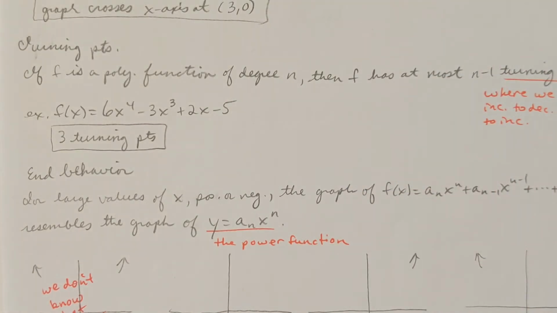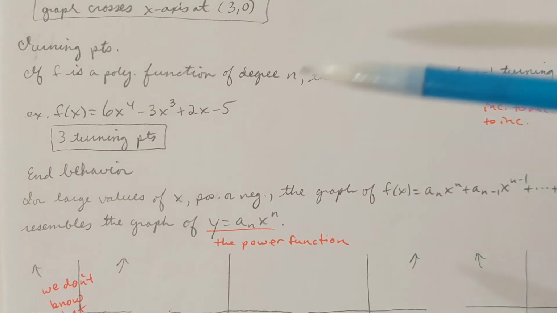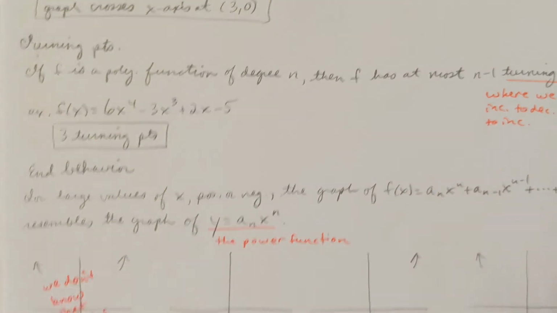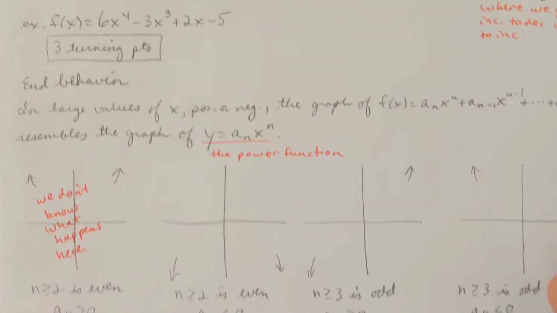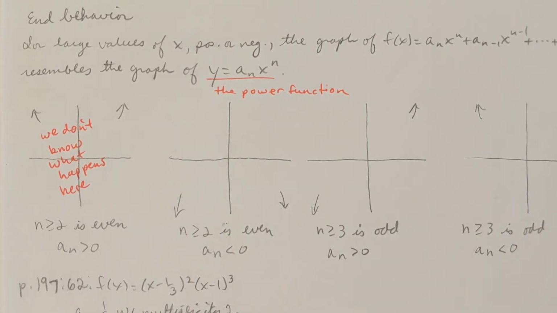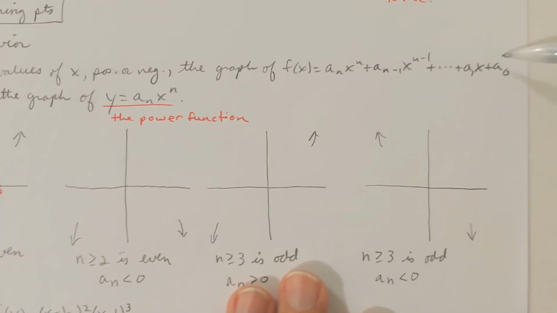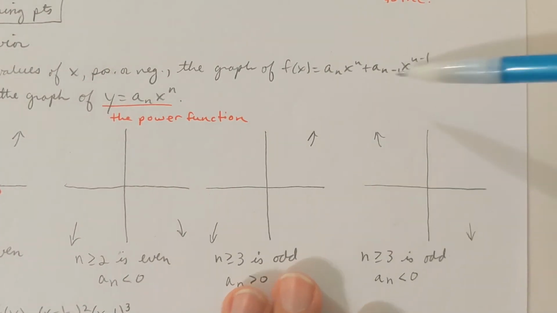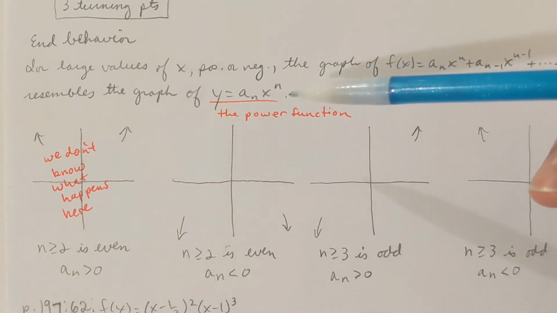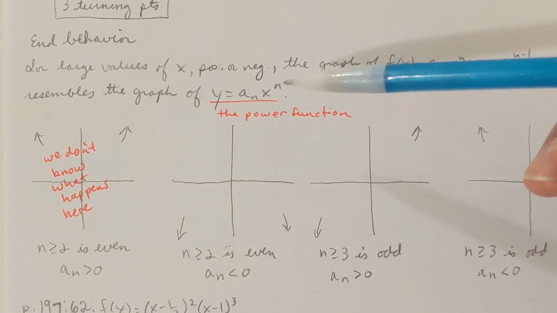Okay. Could have 2, could have 1. It probably doesn't have 0, otherwise it'd be a line. But at most 3 turning points. Okay, the end behavior for large values of x, positive or negative, the graph of a polynomial resembles the graph of y equals a sub n times x to the n power.